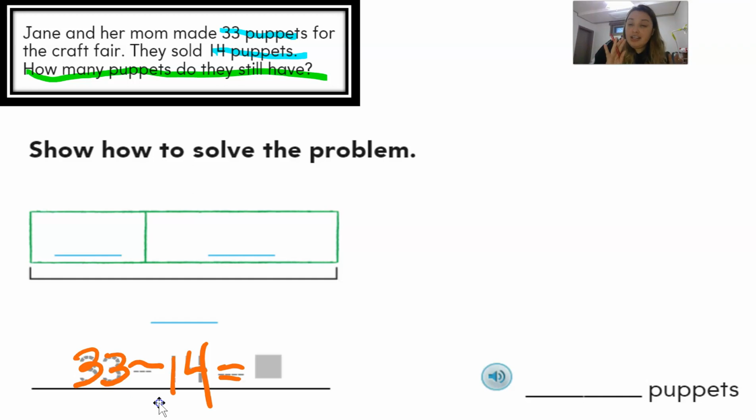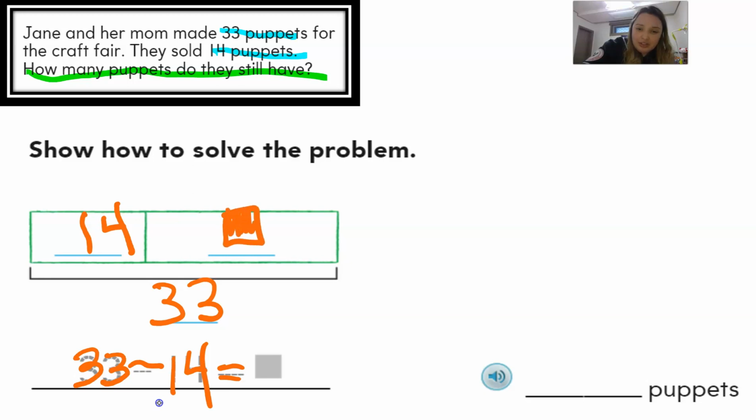Okay, so 33 is the total puppets that they have. So that's my whole. And my whole goes right here. 33. So 33 has two parts. One of them is the puppets that they sold, and the other one is the puppets that they have not sold. So one of them is 14, and the ones that they have not sold, that is our question. That is my box or my question mark. Okay?